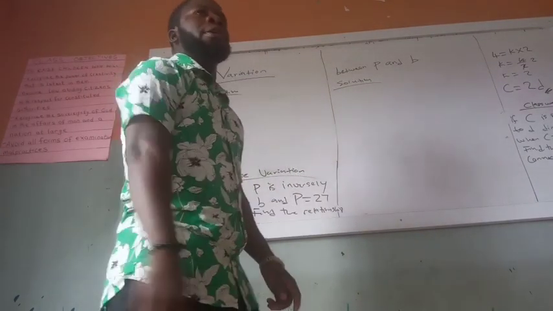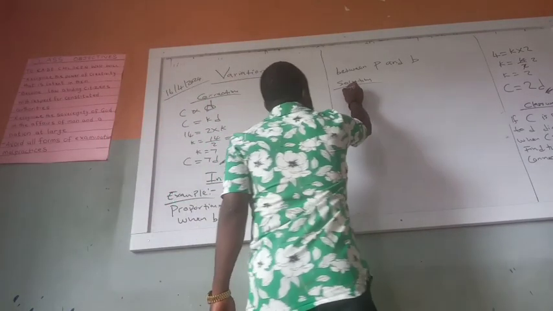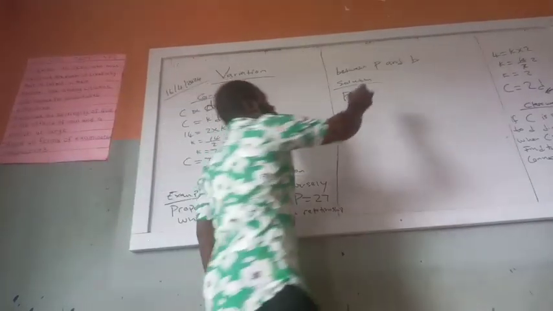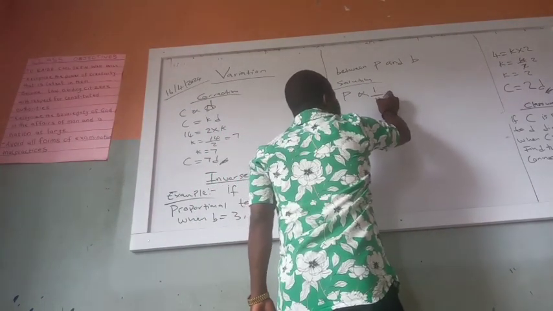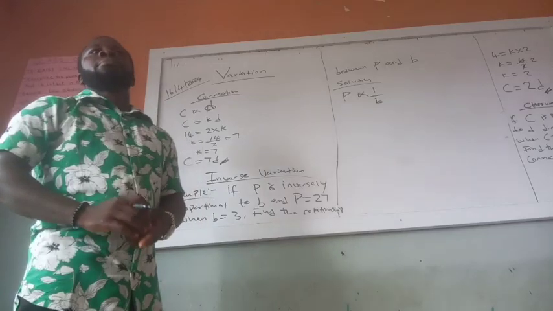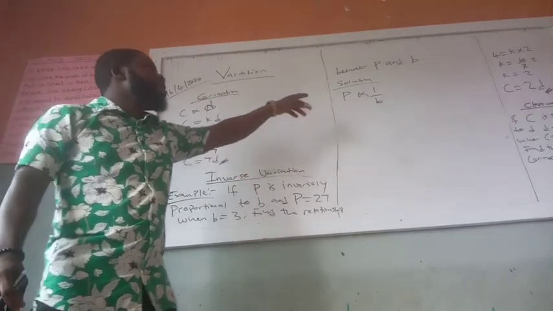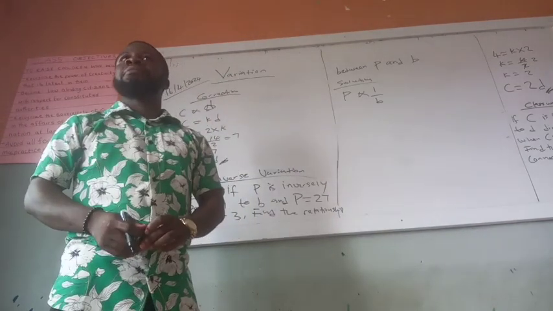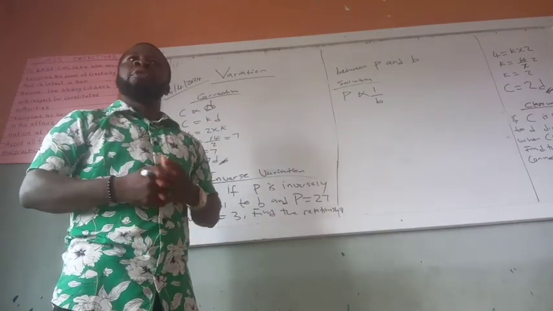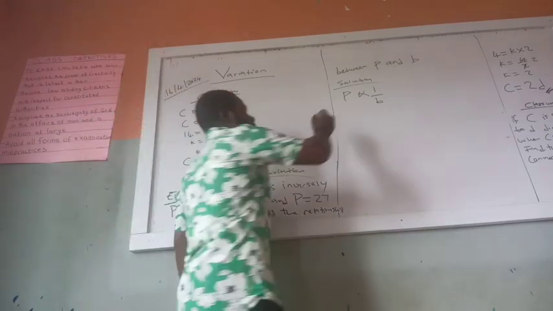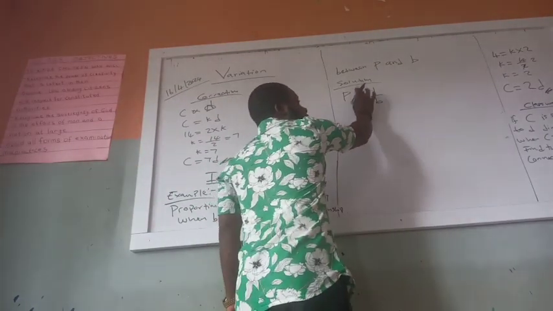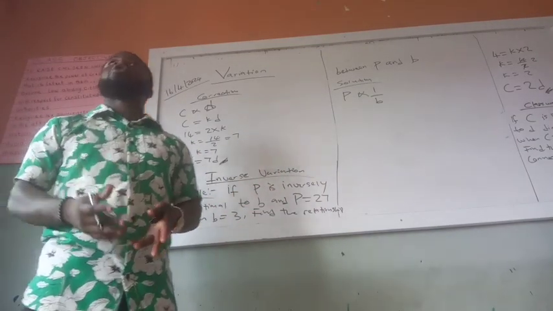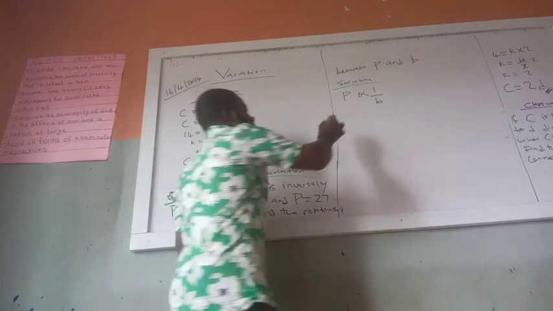Solution. So the first one, just like direct, you have P is proportional, but in this case you write 1 over B. It won't be P proportional to B, because this is inverse. Are you with me? Yes. Steven, are you with me? So let's focus. To remove the proportionality, you know in direct, once you remove the proportionality, you must introduce your constant.